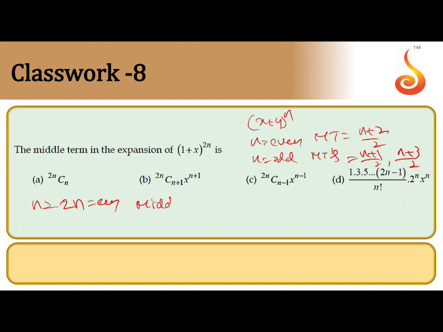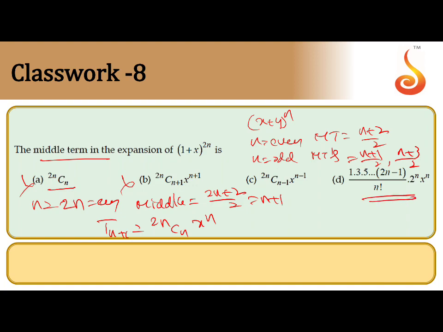So the middle term is 2n plus 2 by 2, which means n plus 1. So you have to find Tn plus 1. Tn plus 1 is 2n Cn x power n. Observe here 2n Cn: you want the middle term, the entire term with the x required, so there is no x here. This answer is wrong, 2n plus n plus 1 is wrong, 2n Cn minus 1 is wrong. The only chance is this one. The solution is a little long, but you have to remember this as a formula to find the middle term of the expansion of 1 plus x whole power 2n. Just remember it as a formula.